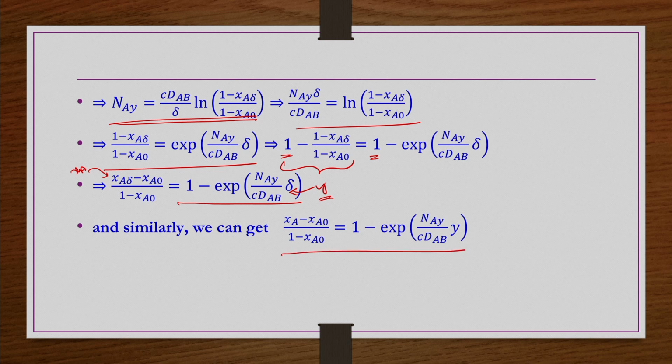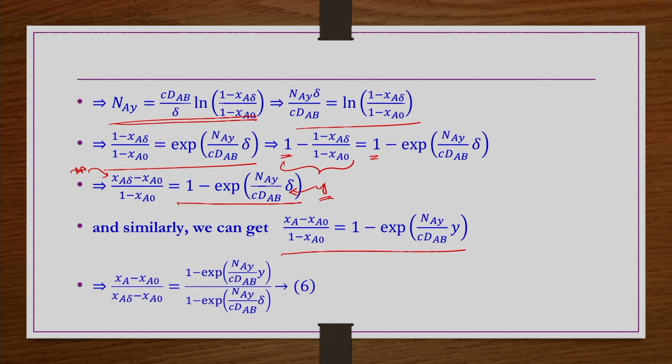Now if you divide this equation by the above equation, then you get (XA - XA0)/(XAδ - XA0) equals [1 - exp(NAy y/(C DAB))] divided by [1 - exp(NAy δ/(C DAB))]. This is what we have, right.